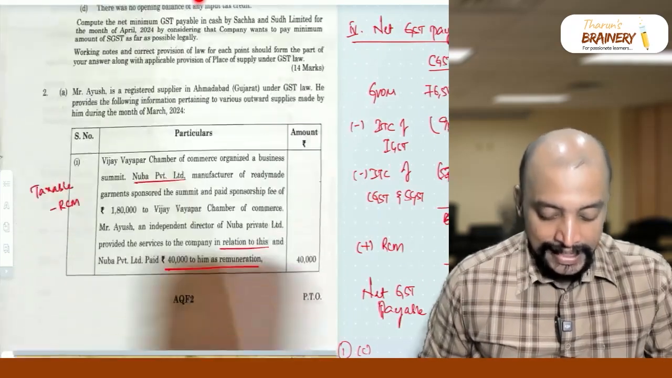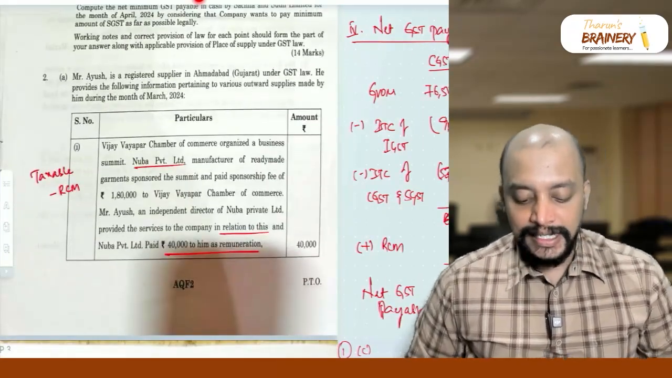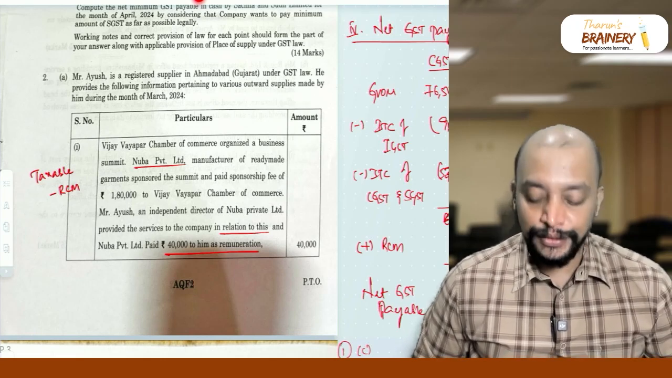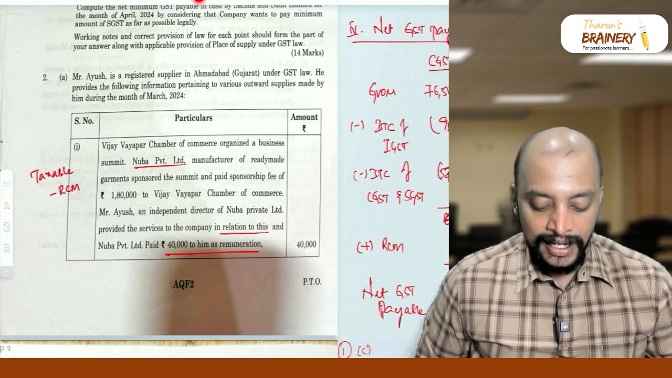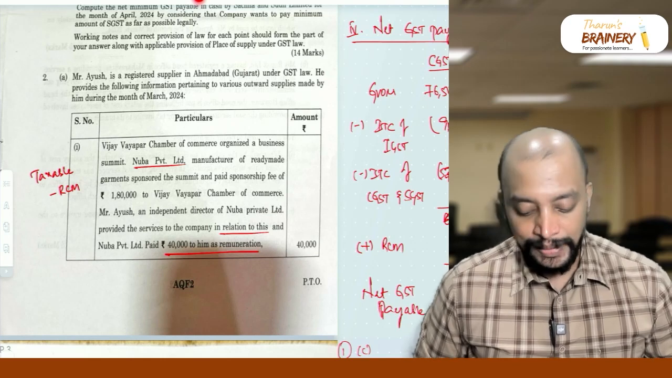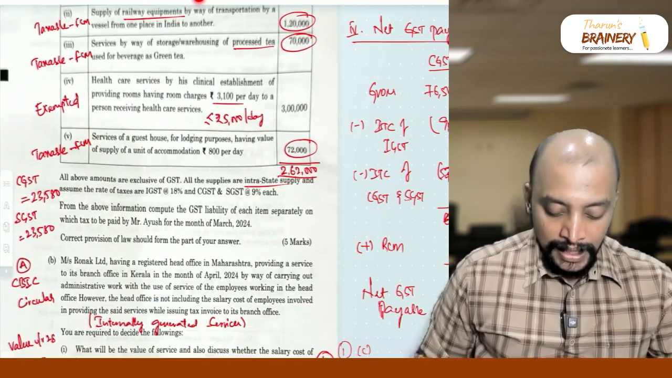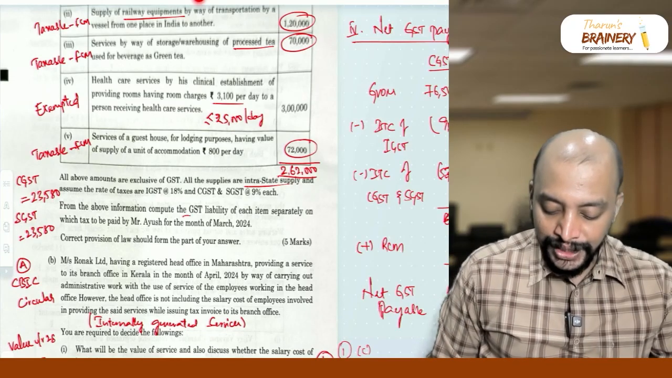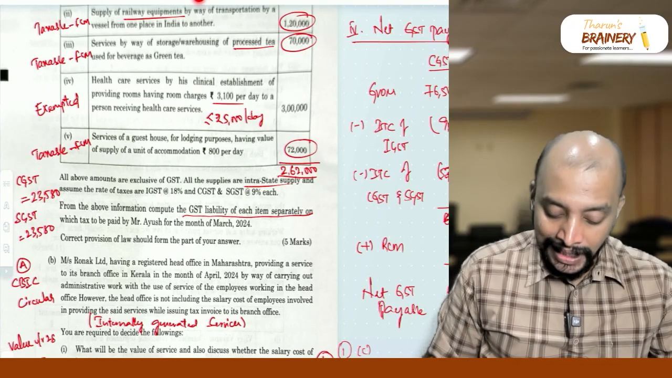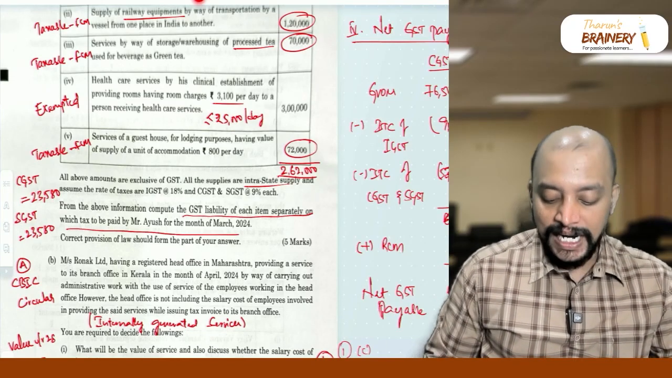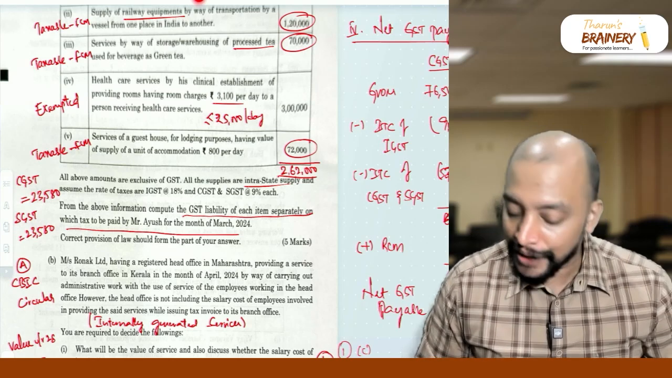Then next one, second one. Mr. Ayush is a registered supplier in Ahmedabad, Gujarat under GST law. He provides the following information pertaining to various outward supplies made by him during the month of March. What is the question about? From the above information, compute the GST liability of each item separately on which tax has to be paid by Ayush for the month of March 2024.